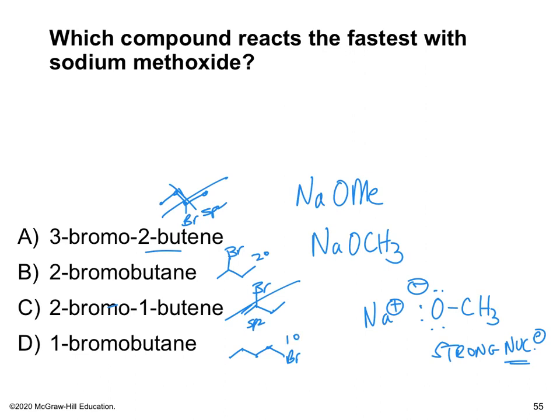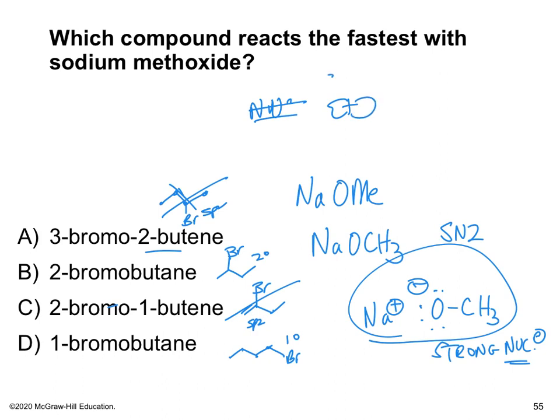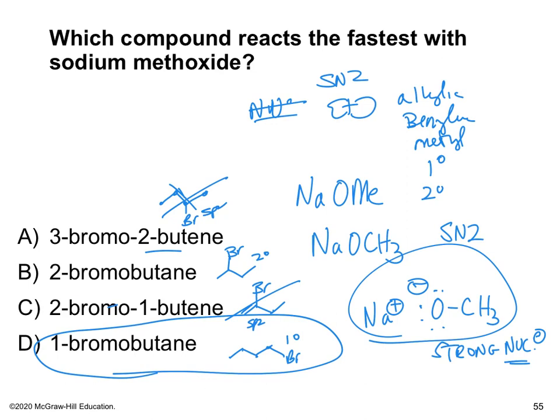And what is this? A primary. So this is a strong nucleophile, and strong nucleophiles want to undergo SN2 reactions. And what's going to be faster? For an SN2, your electrophiles, remember, are allylic, benzylic, methyl, primary, and then secondary. So this is secondary, this is primary.